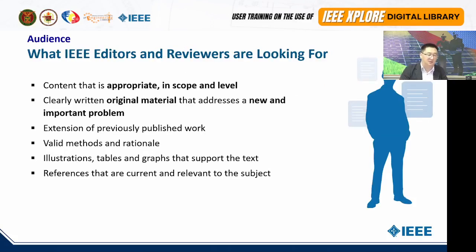Another type of audience, which is very important, is editors and reviewers. They are the ones saying yes or no to a paper. So editors and reviewers are looking for papers that are appropriate in terms of scope and level. They are looking for original material that addresses a new and important problem. And they are also looking for research that is an extension of existing work, but this extension has to be valid, important, and have significant impact.